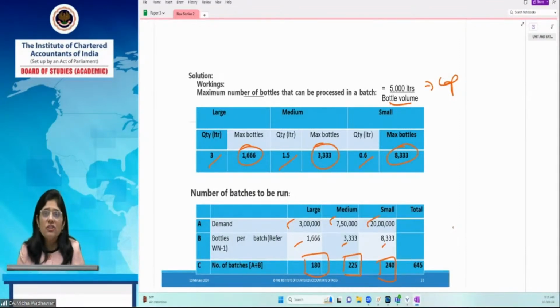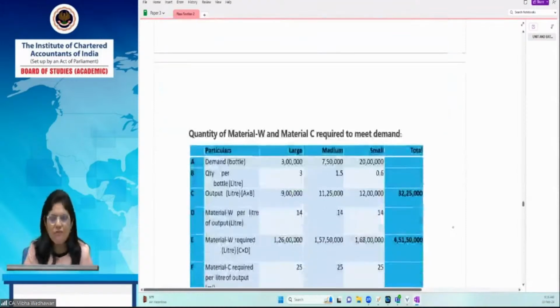So large के हमें 180 batches run करने पड़ेंगे, तब जाके 3 लाख bottles बनेंगी. ठीक है? क्योंकि एक रन में 1,666 bottles the machine can produce. क्योंकि मशीन एक बार में 5,000 लीटर ही बना सकती है और लार्ज बॉटल का 3 लीटर की एक बॉटल है. So इतनी bottles बन सकती हैं, तो कितने batches चाहिए? इतने batches चाहिए. All right. So this information I think I've also explained.